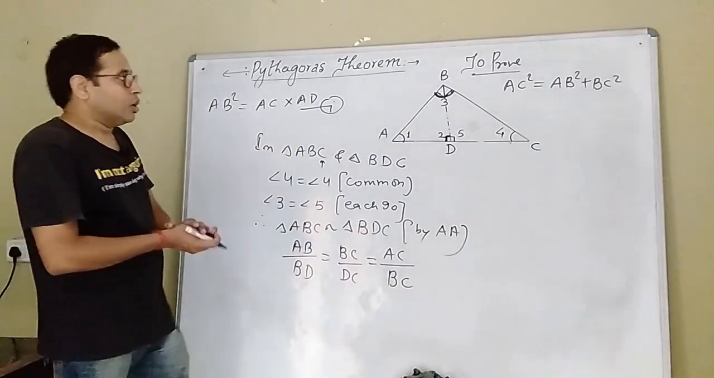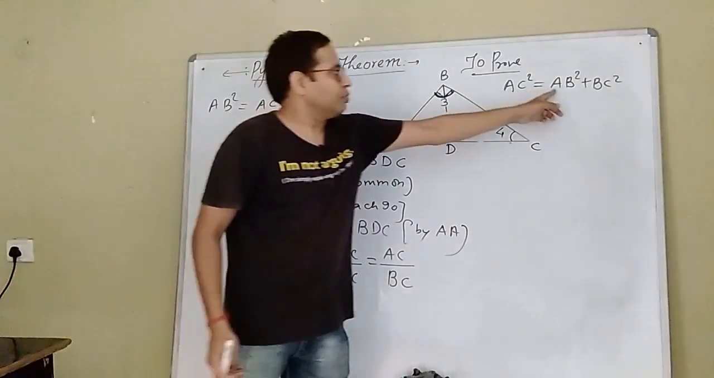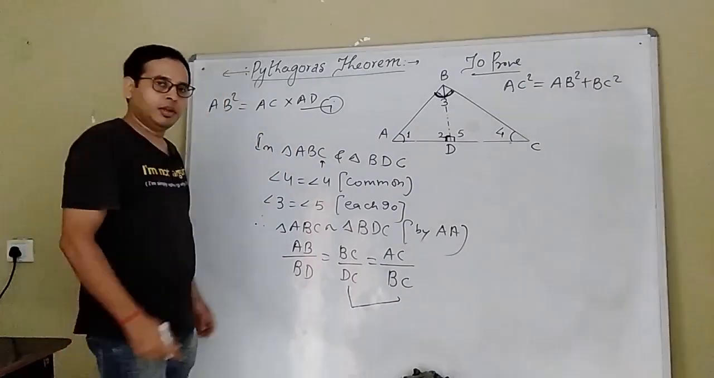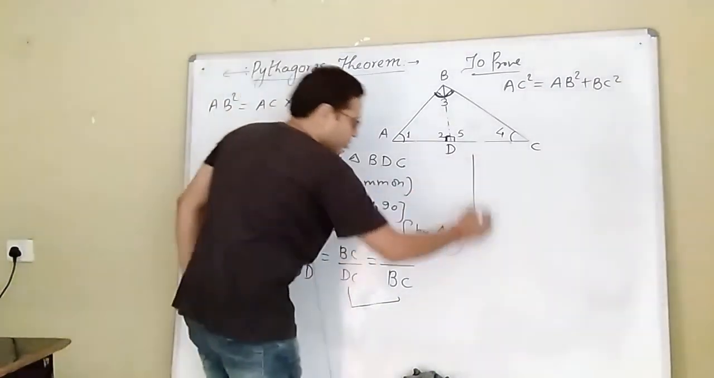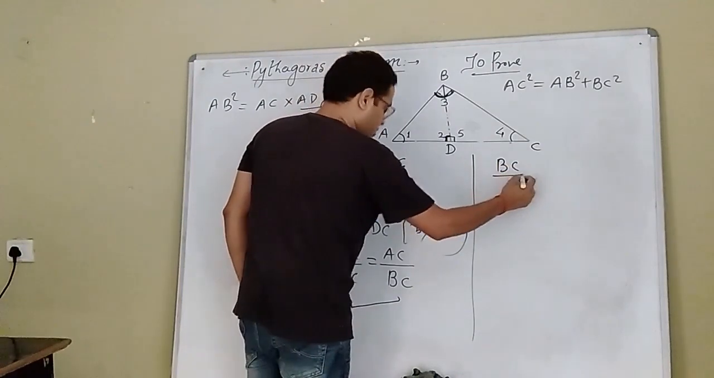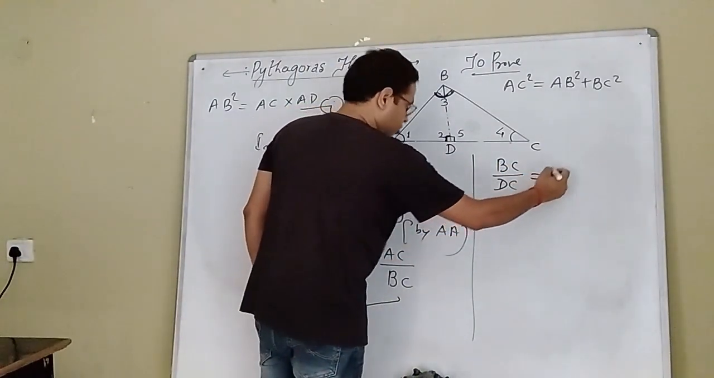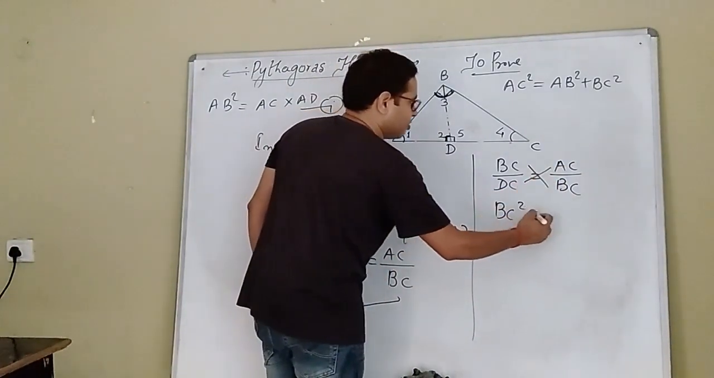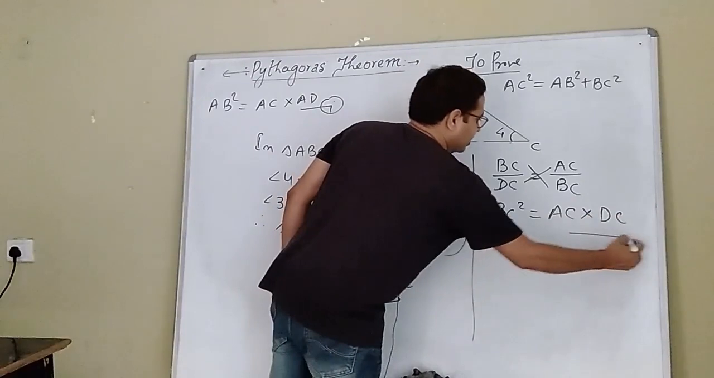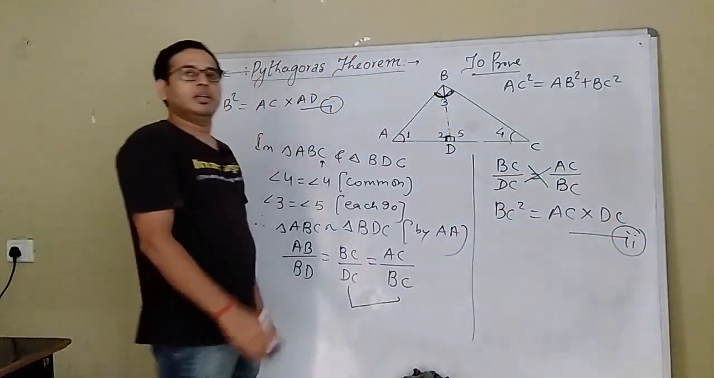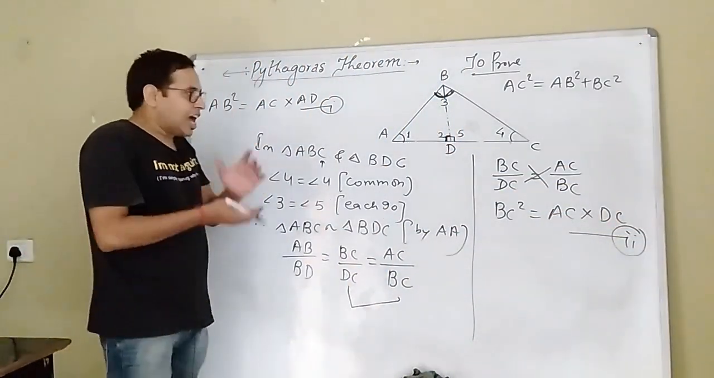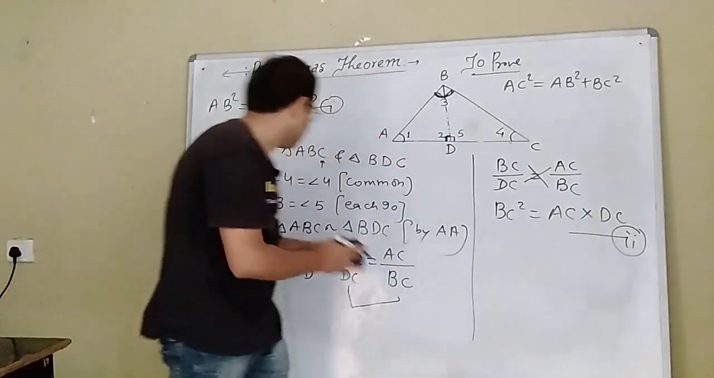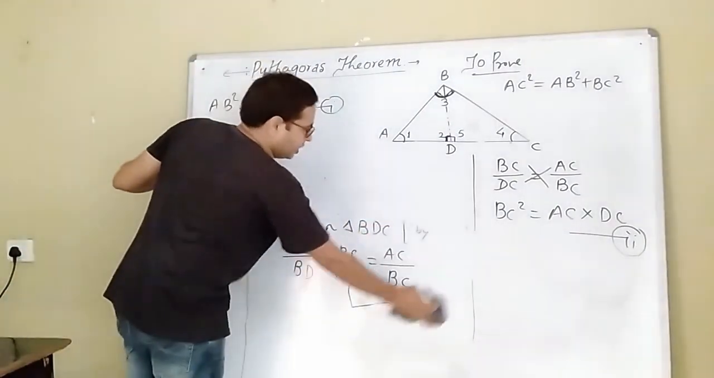Okay? Now what we require? AB square we have got. Now we require what? BC square. Okay? So BC square kahan se milega? Isko agar consider kar liye, BC upon DC equals AC upon BC, if we cross multiply we'll get BC square equals AC into DC. Let this be equation number 2. I hope you have understood. If we add both the equations, that is equation number 1 and equation number 2, what we get? Let's see what we get.